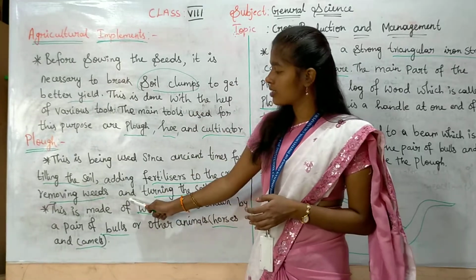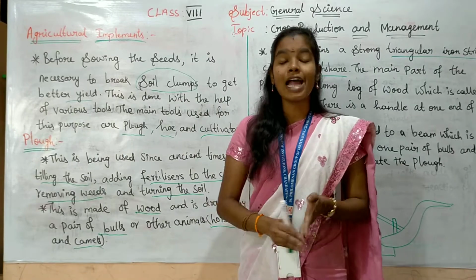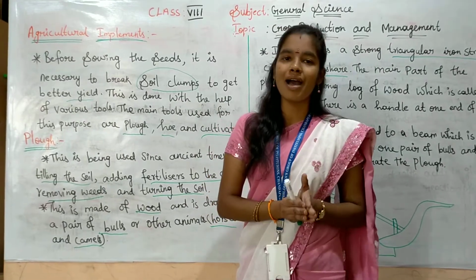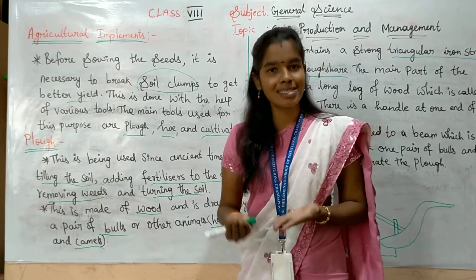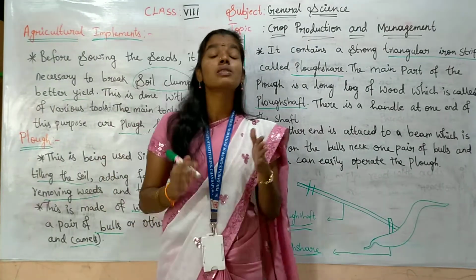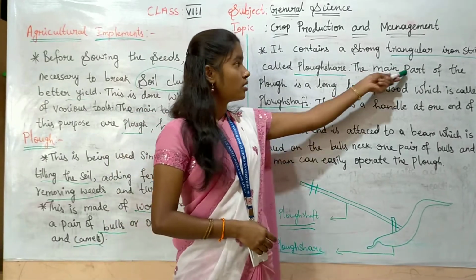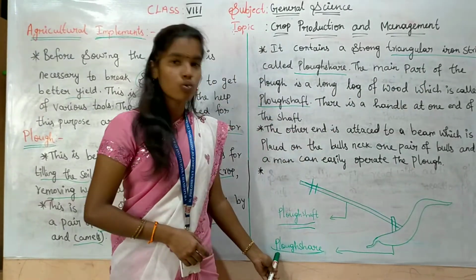And the next point is, what is the plow made of? The plow is made of wood. And how is it drawn? It is drawn by a pair of bulls or else horses or camels. This plow contains a strong triangular strip, which is nothing but the plowshare.